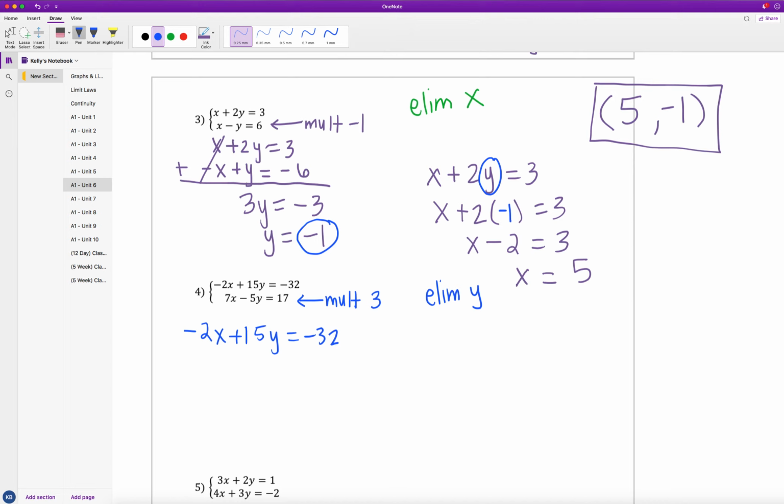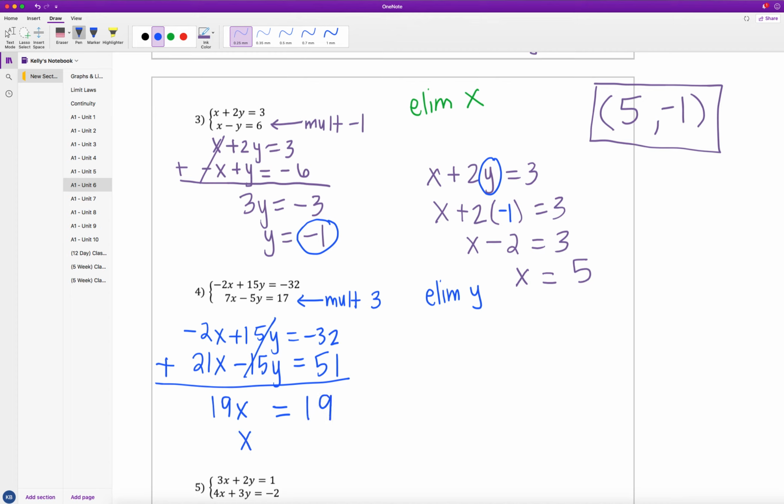Let's rewrite the first equation, since I'm not changing anything in it. In the second equation, I'm going to multiply every single term by 3. I'm not just multiplying the y's, I have to multiply the entire equation through by 3 so I don't change the problem. I'll get 21x minus 15y equals 51. From here I can add these together. Negative 2x plus 21x will give me 19x. The y's will cancel, which was my goal, and negative 32 plus 51 is going to be 19.